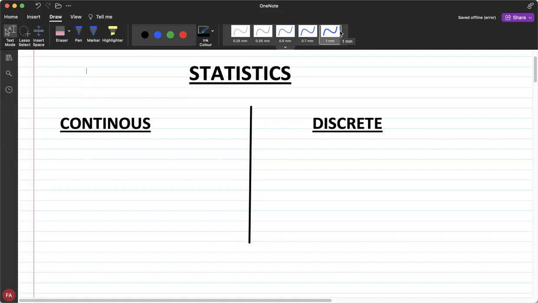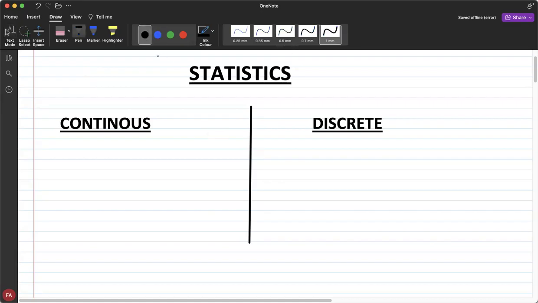Today, we're going to be discussing this very important concept that is statistics. Now, this topic is quite vast, so I'll be breaking this down into multiple videos. Before we get started, it is very important for you to know the difference between the word discrete and continuous.